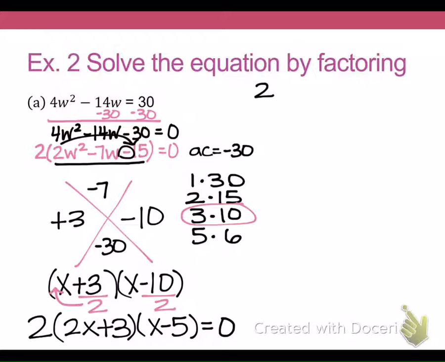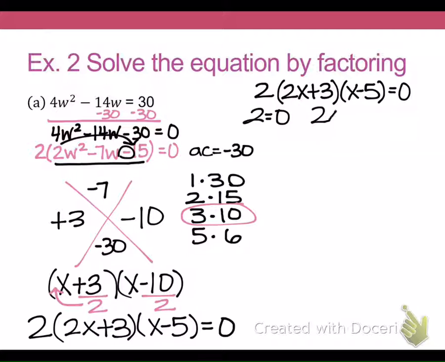I'm going to come back up here. What are we supposed to do with each set of parentheses to finish this problem? Set them equal to 0. So let's do that. 2 equals 0. 2x plus 3 equals 0. And x minus 5 equals 0. All right? Does 2 equals 0 make any sense? No, it's not a true statement, so we cross it out. It's not part of our answer.